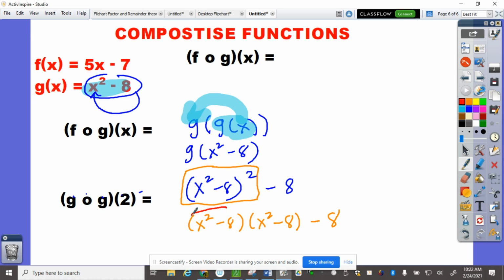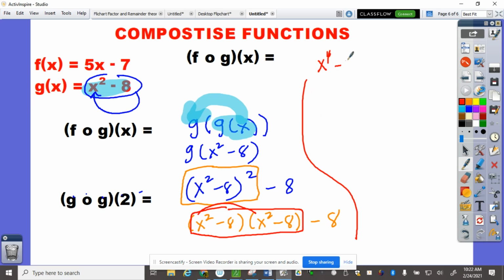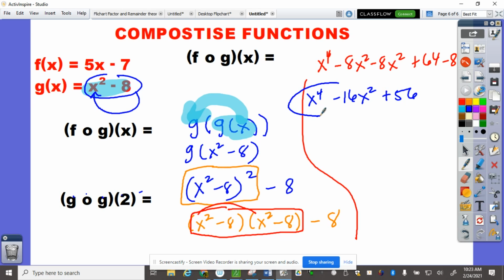We will apply FOIL here. I'm going to write it on the side. I'm going to have x to the fourth, negative 8x squared, negative 8x squared, plus 64. Combine the like terms here. We'll have x to the fourth minus 16x squared, plus 64 minus 8 is going to be 56. That's the answer if the question was g of g of x.